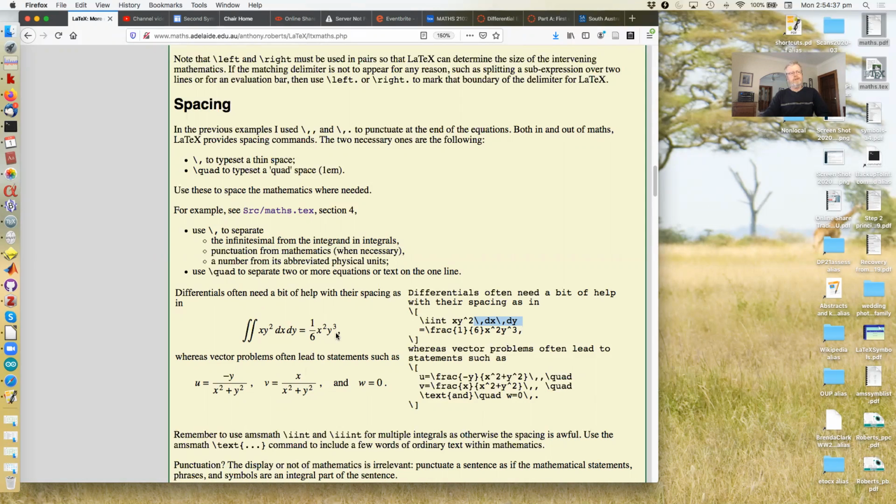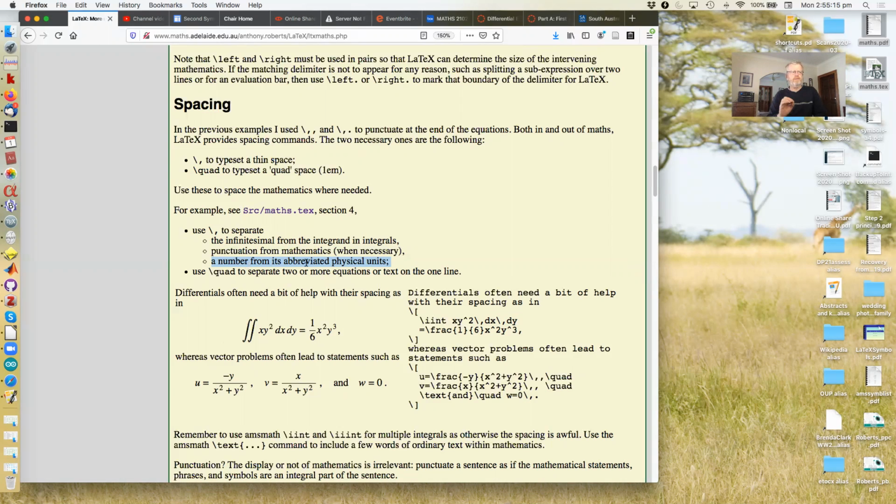Didn't need to put a thin space at the end of this equation because the superscript 3 naturally puts enough space to separate the comma from the expression. Oh, and where else do you need a thin space? When you're separating abbreviated physical units from a number. So if you want gravity is 9.8 meters per second squared, you separate meters per second squared from the 9.8 by a thin space.